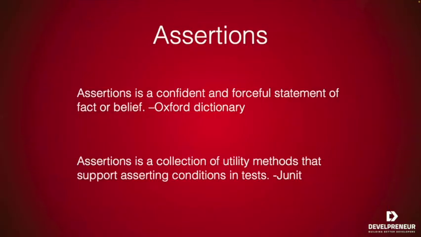Now, this leads into assertions. What are assertions? Well, the Oxford Dictionary defines assertions as a confident and forceful statement of fact or belief, which really translates into what we're looking at when we talk about testing. So, from the JUnit or unit testing perspective, an assertion is essentially a collection of utility methods that support asserting conditions in tests. So it's like given some test scenario, when we give it some data, then we want to test something. We want to make sure that things work. Again, assertions is a confident and forceful statement of fact or belief.